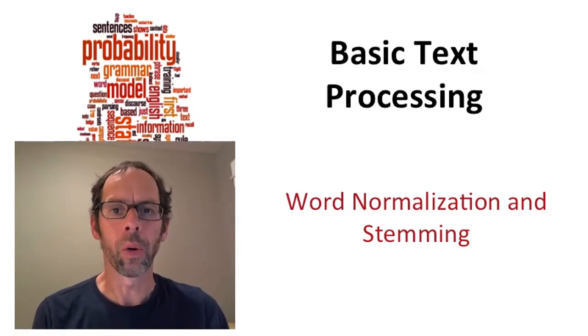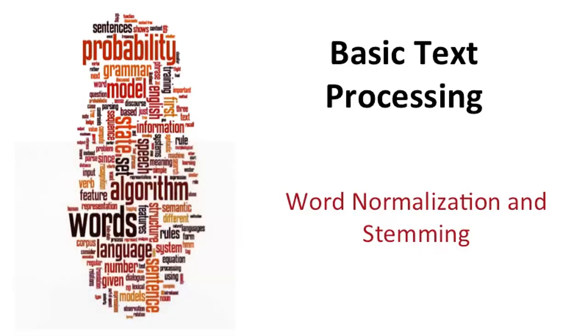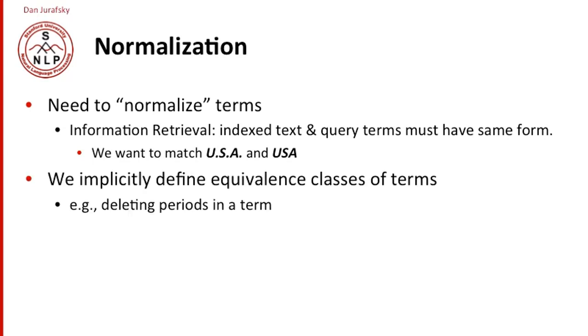Once we've segmented out words or tokenized them, we need to normalize them and stem them. So normalizing means different things. For information retrieval, for example, we require that the index text and the query terms have to have the same form. So we want to match U.S.A. to USA. If somebody asks a question or a query with one of them and the answer has the other, we want them to match.